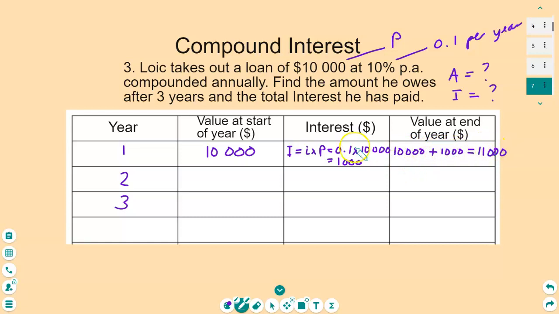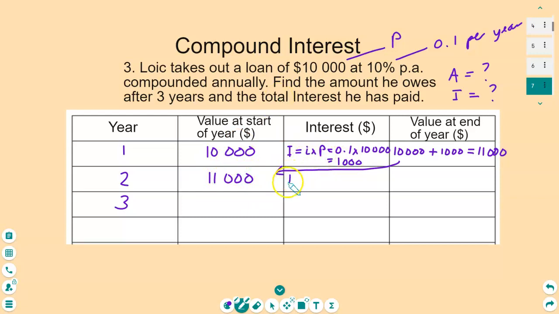$11,000. So it all looks the same in the first year. But then we grab that across, right? The value at the start of the year is 11,000. Now we are actually using this. Our interest won't be constant this time. We're going to use this amount, 11,000, to calculate our new interest.